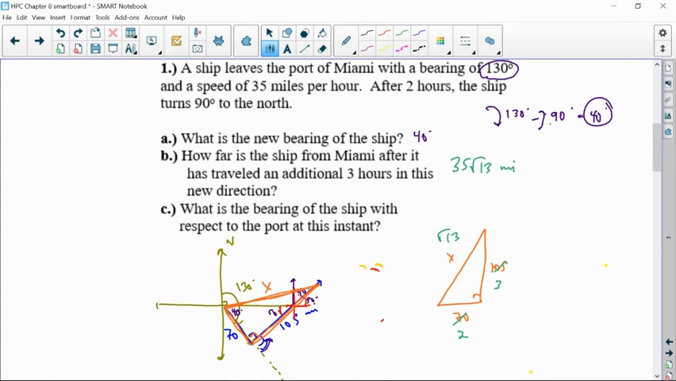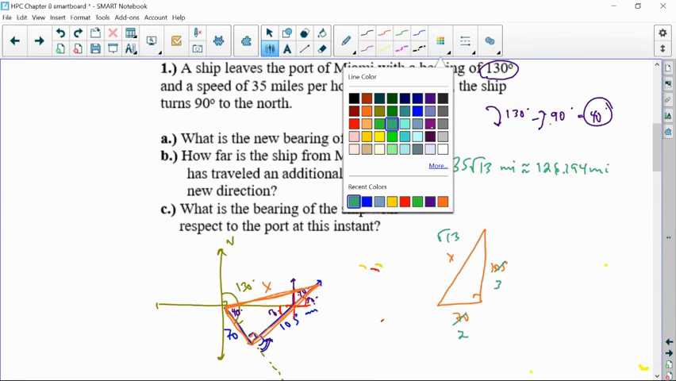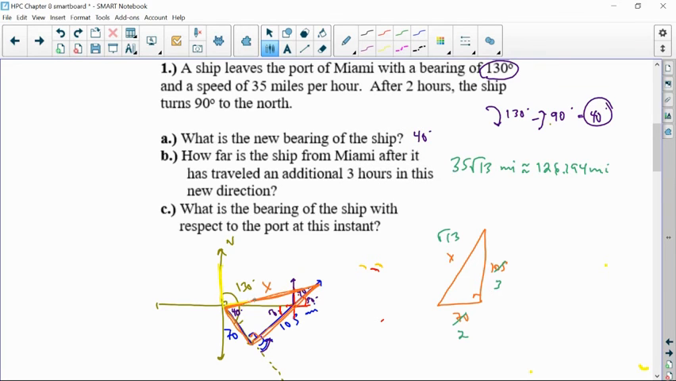Now, if you wanted to use your calculator to get the decimal, 35 root 13 would be about 126.194 miles. Okay. Now, last one. What is the bearing of the ship with respect to the port? So not just any arbitrary north-south, but this particular initial north-south. In other words, what I'm looking for is this angle. Let's go maybe yellow. This angle right here, because that's the angle with the initial due north.